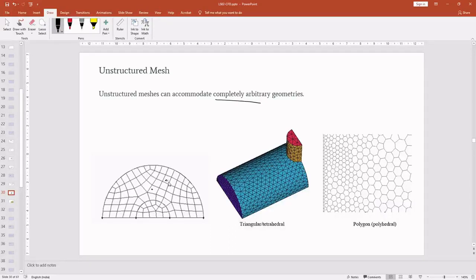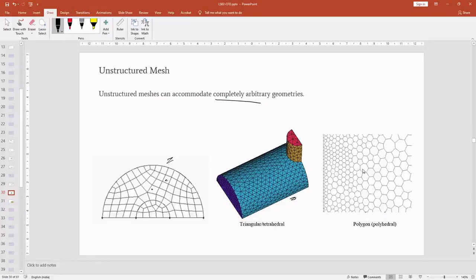This is a typical unstructured mesh. It's a 2D case. Here, if you see, it's tetrahedral elements. This full domain is meshed with tetrahedral elements. If it was 2D, then the unstructured counterpart would be triangular. Here it's a polygonal or polyhedral mesh. When it comes to 3D, the shape will be polyhedral.